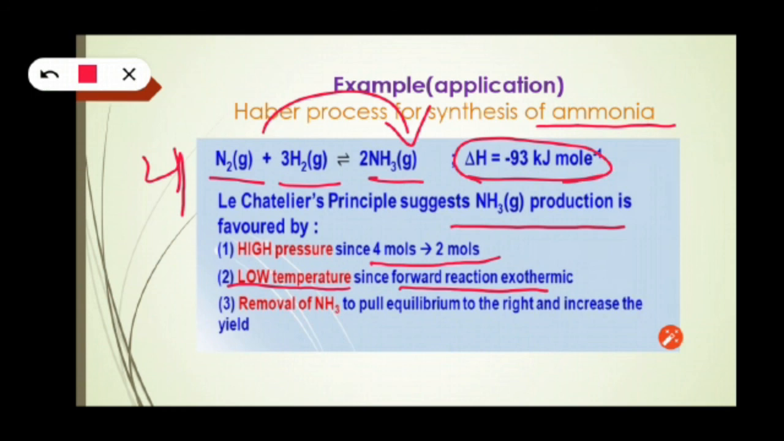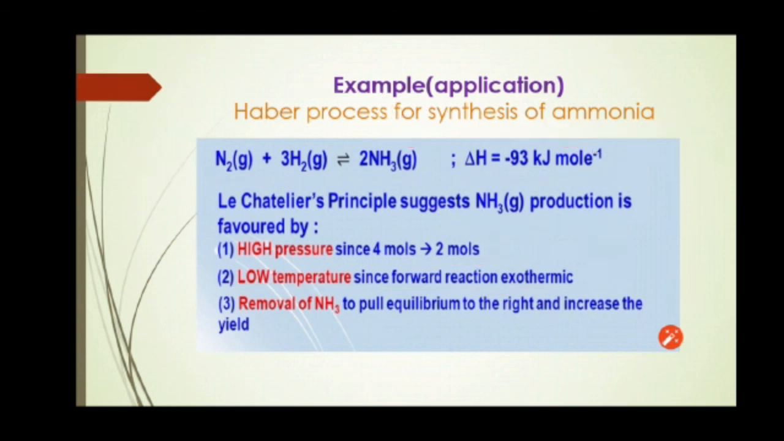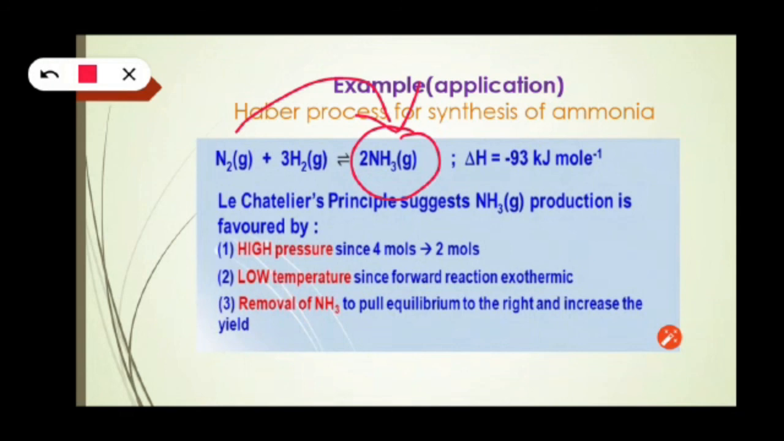And what about the concentration? If we remove ammonia from this reaction, then by the removal of ammonia, more ammonia formation takes place. So to get a good amount of ammonia, we need high pressure, low temperature and removal of ammonia in this particular case, which is one of the applications or examples of Le Chatelier's principle.